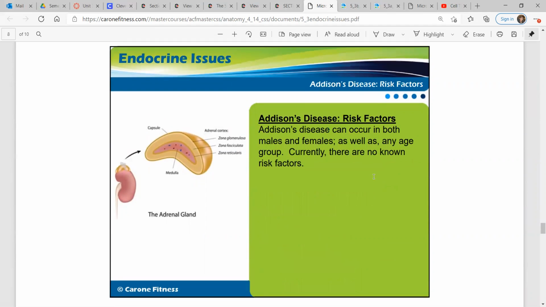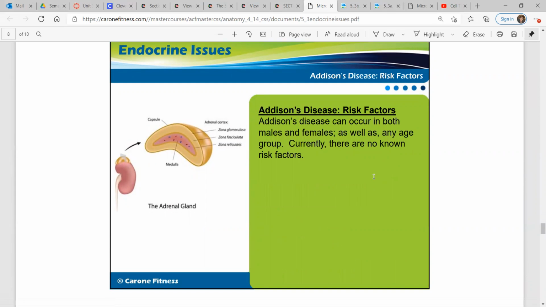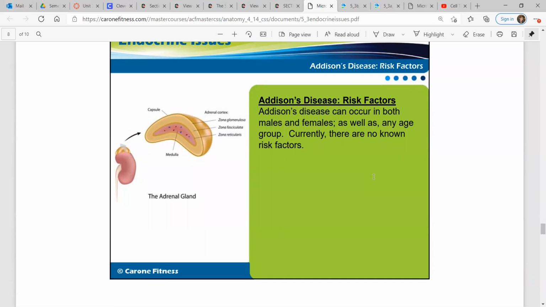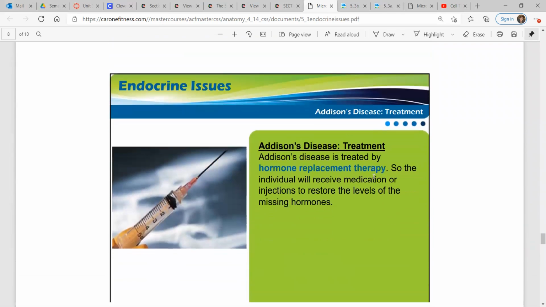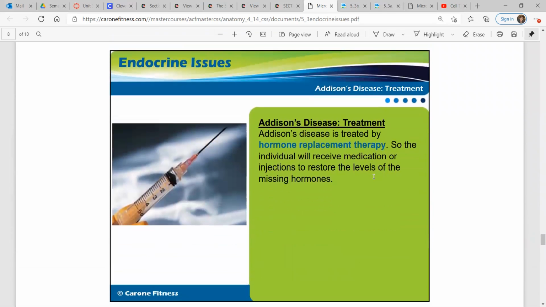What are some of the risk factors? Well, it can occur in both males and females as well as any age group. Currently, there are no known risk factors. Well, what about treatment? Addison's disease is treated by hormone replacement therapy. Individuals will receive medication or injections to restore the levels of the missing hormones.